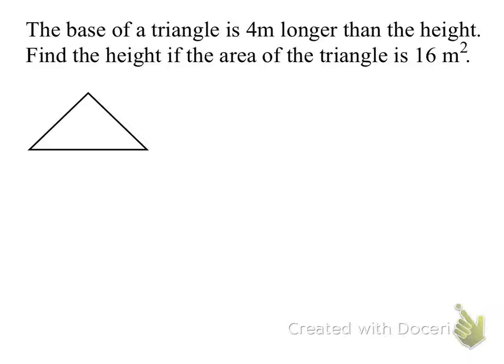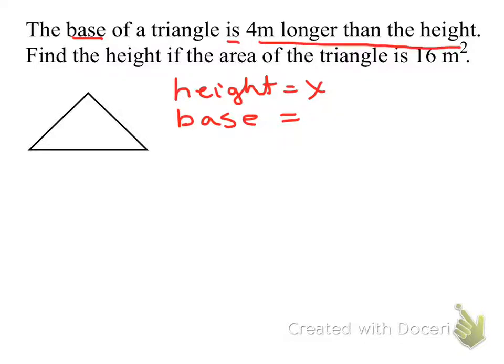So for my height, which one are we going to start with? Which is the easiest? Height, because it has the least amount of information. It says the base is 4 longer than height. That means height is called what? Height is x. And then the base, how do I call that? Base is 4 longer than height. X plus 4. Okay.